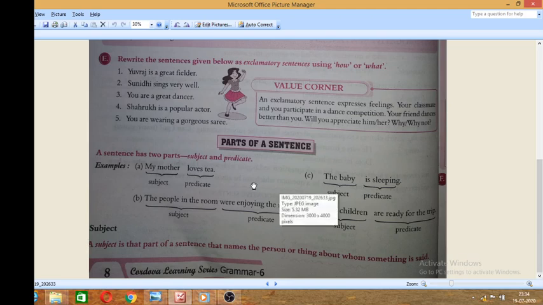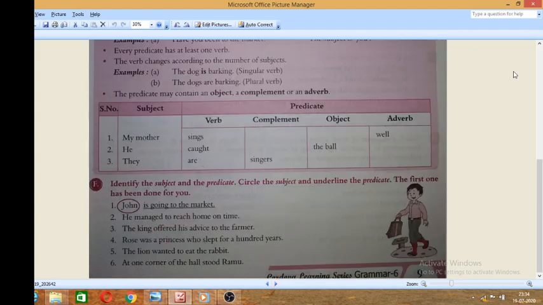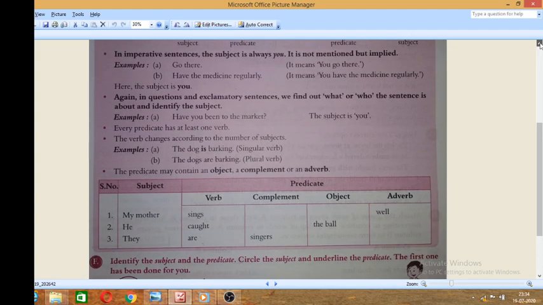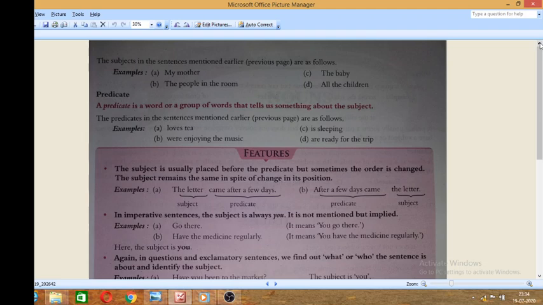And what is a predicate? When you have got the subject, leaving the subject part, the rest of the part is the predicate. Now come to the next page, which is about the exercise on the predicate part. A predicate is a word or group of words that tells us something about the subject. Loves tea, my mother loves tea. The baby is sleeping, where 'is sleeping' is the predicate part. Can you see?